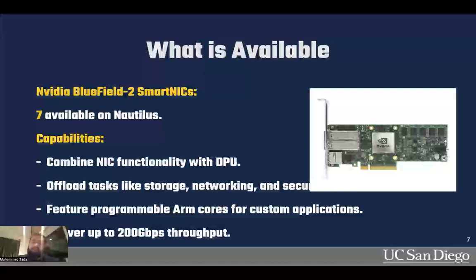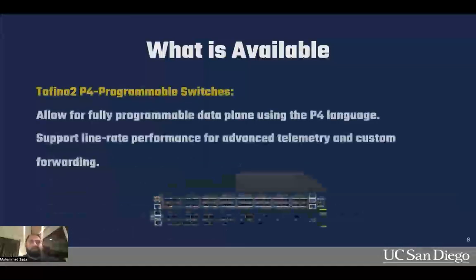Of course, they're very capable, very powerful. They have their own ARM cores, and of course, like the ConnectX-6 cards, we have many cards that are 2 by 100 gigabits per second, and we have 7 of these BlueField 2 SmartNICs on the Nautilus cluster.